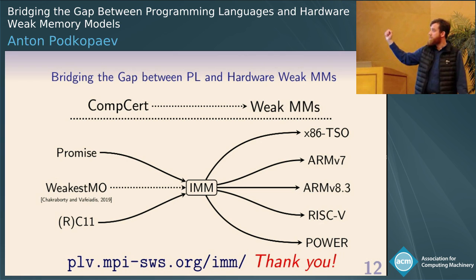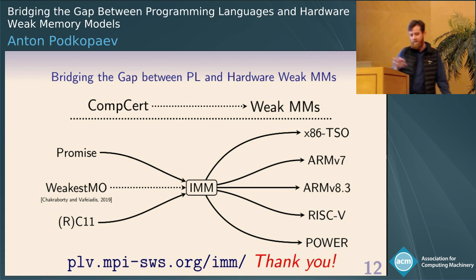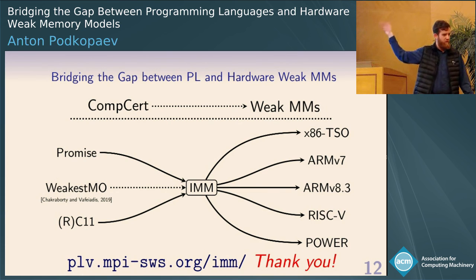But speaking about programming language memory models, they usually have different styles. For example, promise semantics is very different from the C11 memory model. That's why it might be harder in general to add them to the picture.